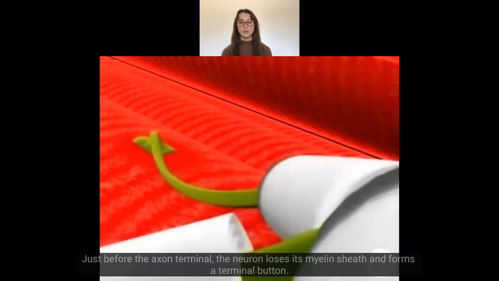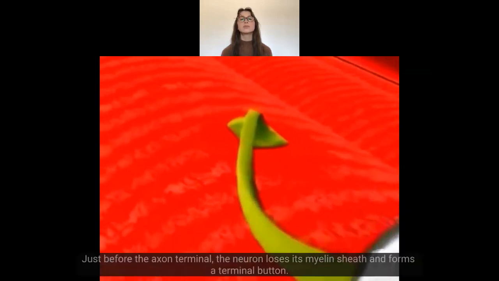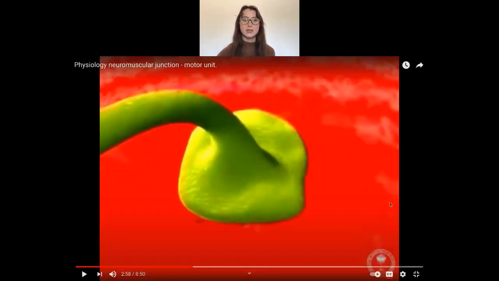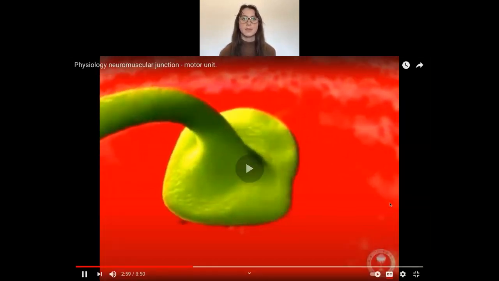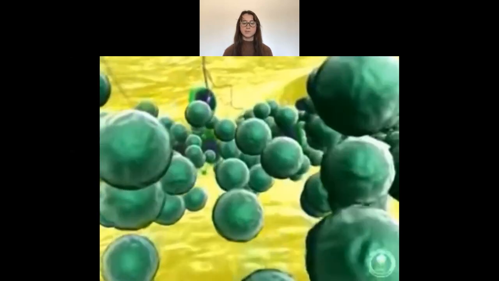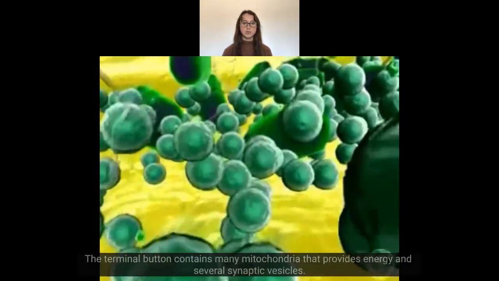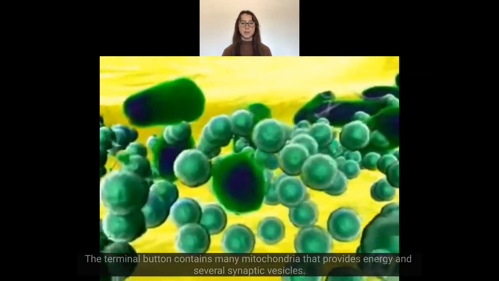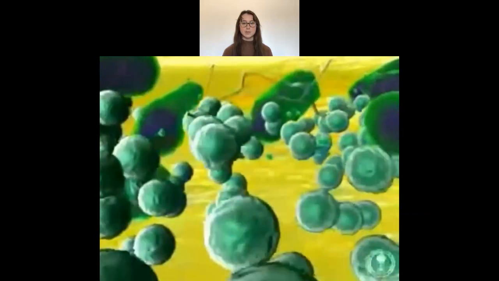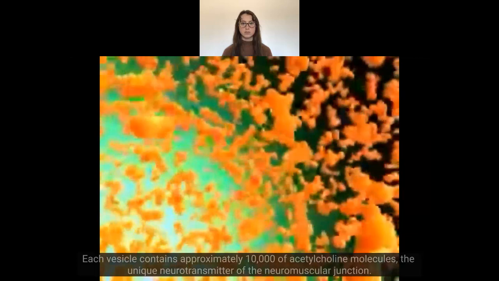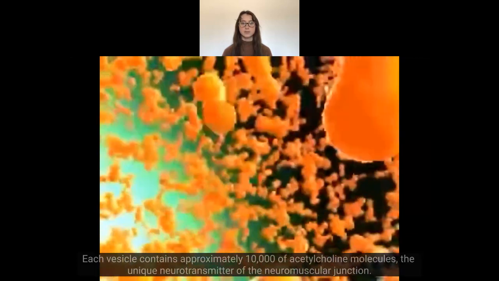Just before the axon terminal, the neuron loses its myelin sheath and forms a terminal button. Terminal button, also known as the synaptic end bulb. The terminal button contains many mitochondria that provide energy and several synaptic vesicles. Each vesicle contains approximately 10,000 of acetylcholine molecules, the unique neurotransmitter of the neuromuscular junction.